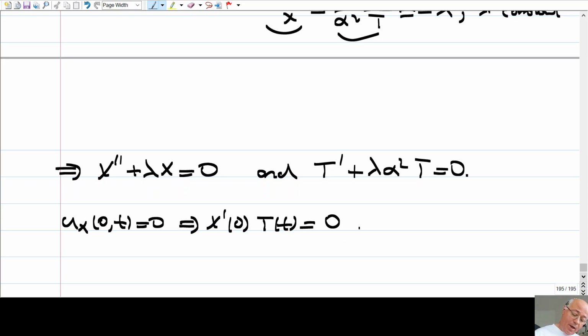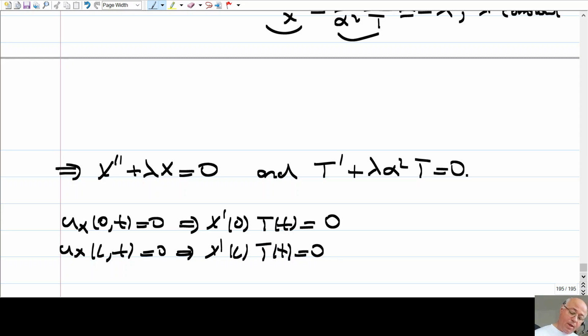Okay, and this is 0. This implies X prime L times T of t is 0. Well, you see, if these derivative terms X prime 0 and X prime L are not 0, then T of t would be 0. If T as a function is 0, then u(x,t) would be 0, and I would get the 0 solution. But we don't want the 0 solution. It's the trivial solution, but it's useless. So to get a non-trivial solution, I have to assume that these two coefficients are 0.